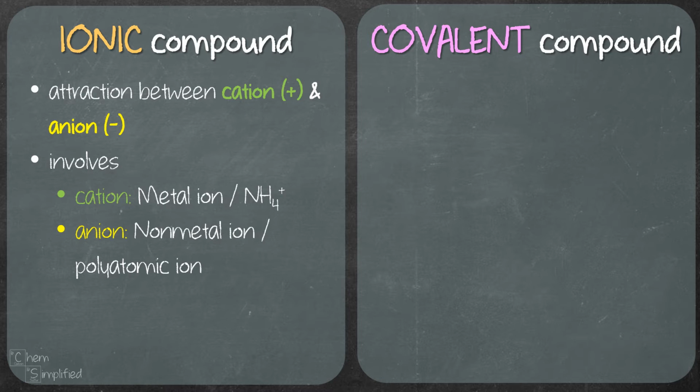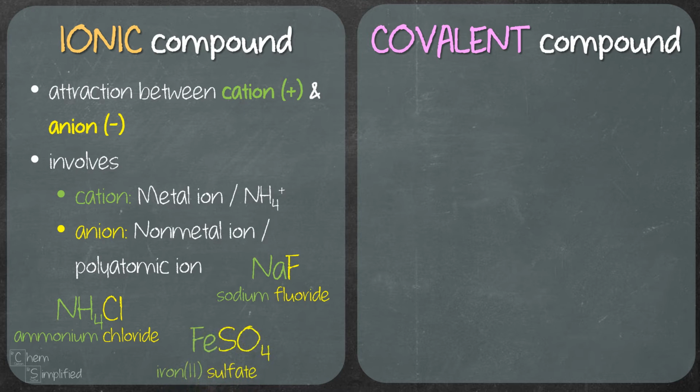Some examples of ionic compound are NaF, sodium fluoride, which is formed between a metal and a non-metal ion, NH4Cl, which is ammonium chloride that came from ammonium, which is a polyatomic cation, and chlorine, which is a non-metal ion, and FeSO4, which forms from metal ion and polyatomic ion.